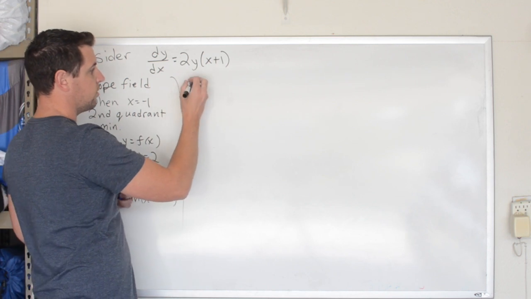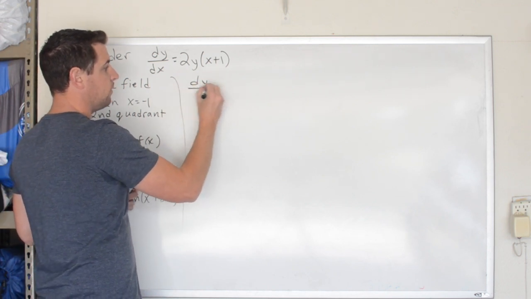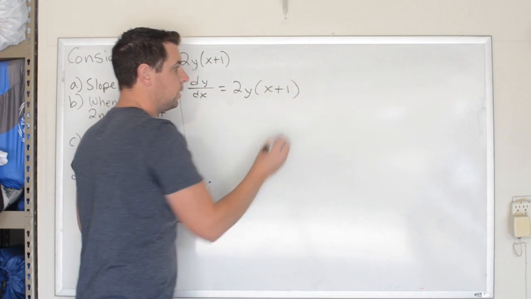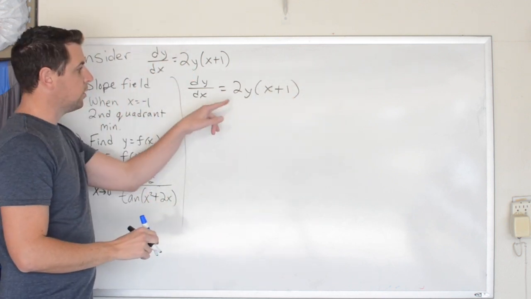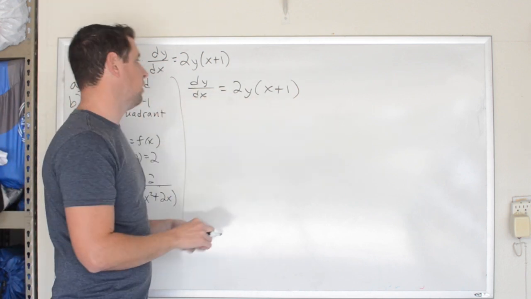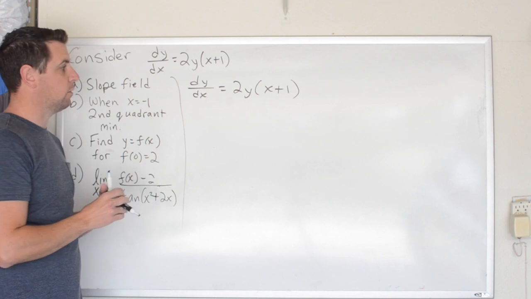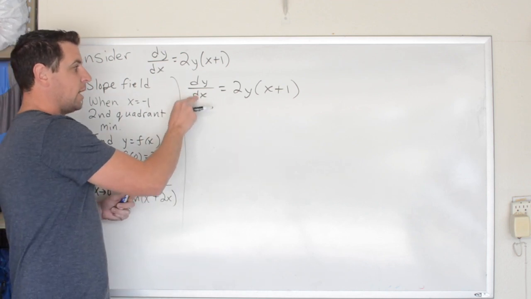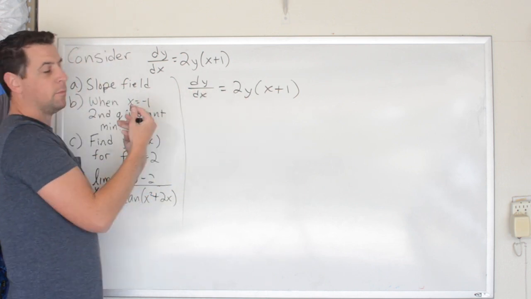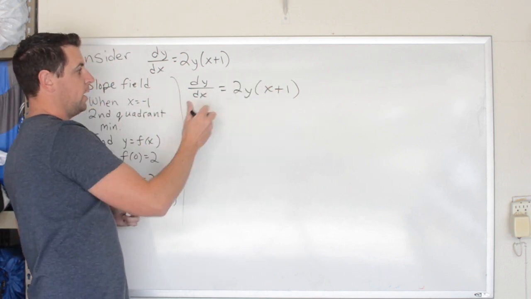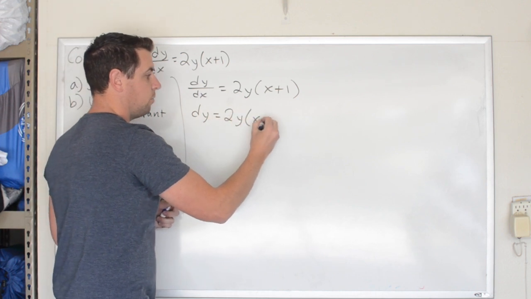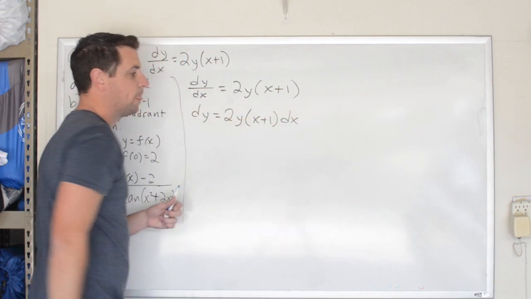In order to integrate this, we have dy/dx equal to 2y times (x plus 1). We need to separate our variables, getting the x variables on one side of the equation and the y variables on the other side. To do that, we take the dx over there with all the x terms, and bring the y terms over here. We simply multiply dx over, and so I get dy is equal to 2y times (x plus 1) dx.